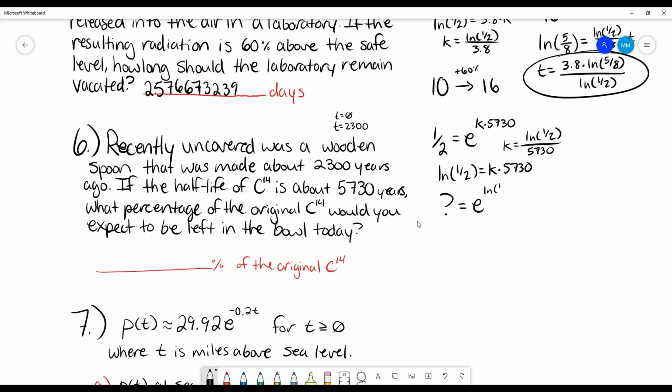So I'm going to plug in my k value. And for today, we know our current t value is going to be 2,300 because that's how much time has passed. And this you just plug into a calculator, and whatever the answer is, that's our answer. Of course, when we plug it into a calculator, we're going to get a big long decimal. So remember how we turn decimals into percentages. Let me go ahead and plug this into my calculator just to get the decimal.